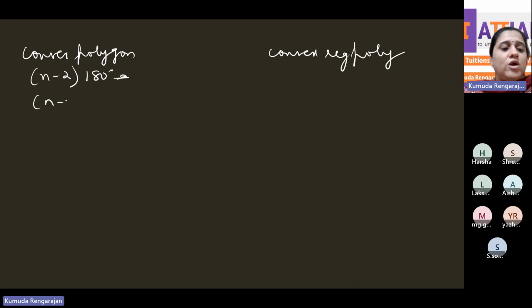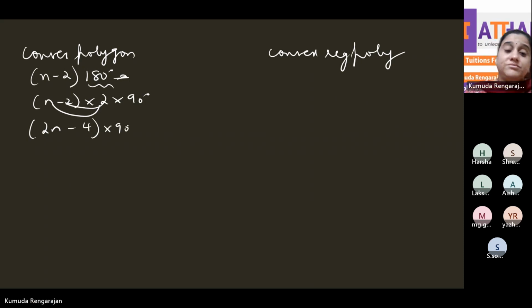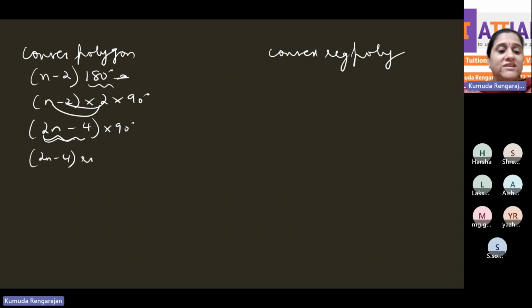Now, 180 can also be written as 2 into 90. Is that correct? 180 degrees is 2 into 90. Now, when you multiply this 2 inside, you will get 2n minus 4, into 90. So you can also say that the sum of all the interior angles of a polygon is equal to (2n minus 4) right angles.